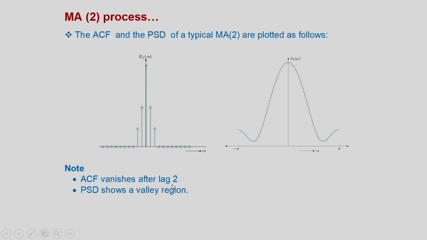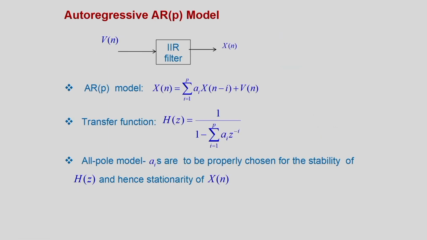ACF vanishes after lag 2, PSD shows a valley region. So, if your observed spectrum has this type of behavior, then we can model it by an MA(q) process. We discussed the moving average process, and now let us see what is an autoregressive model, the autoregressive AR(p) model of order p.